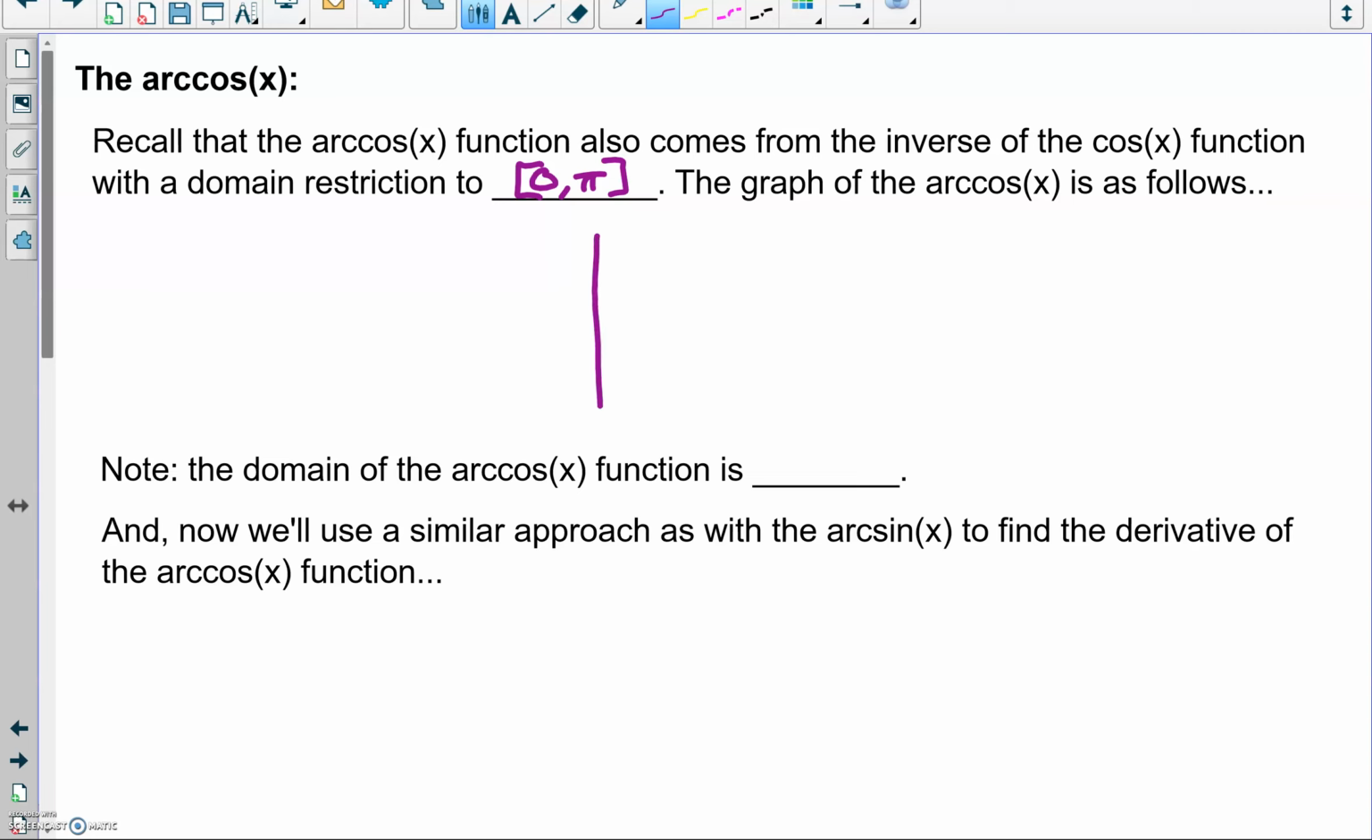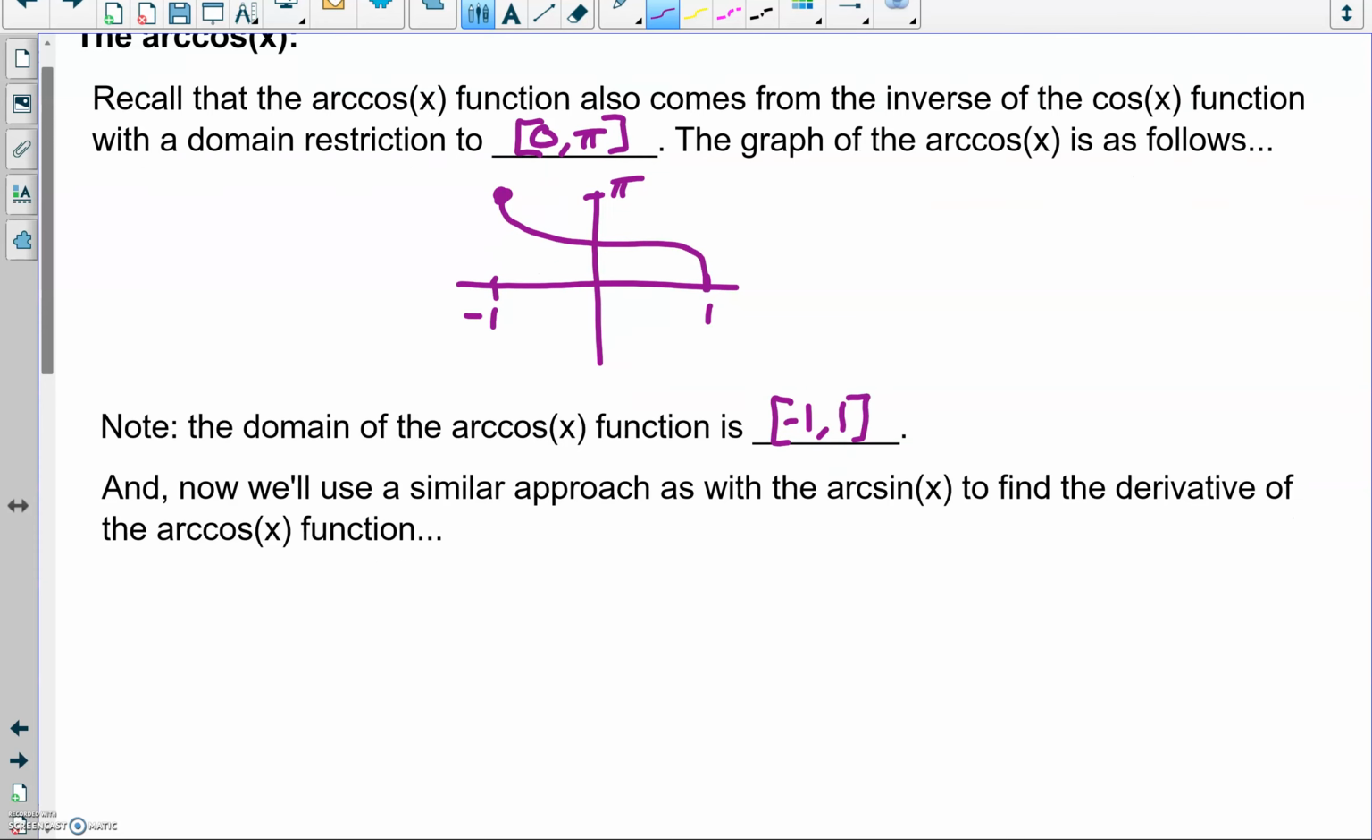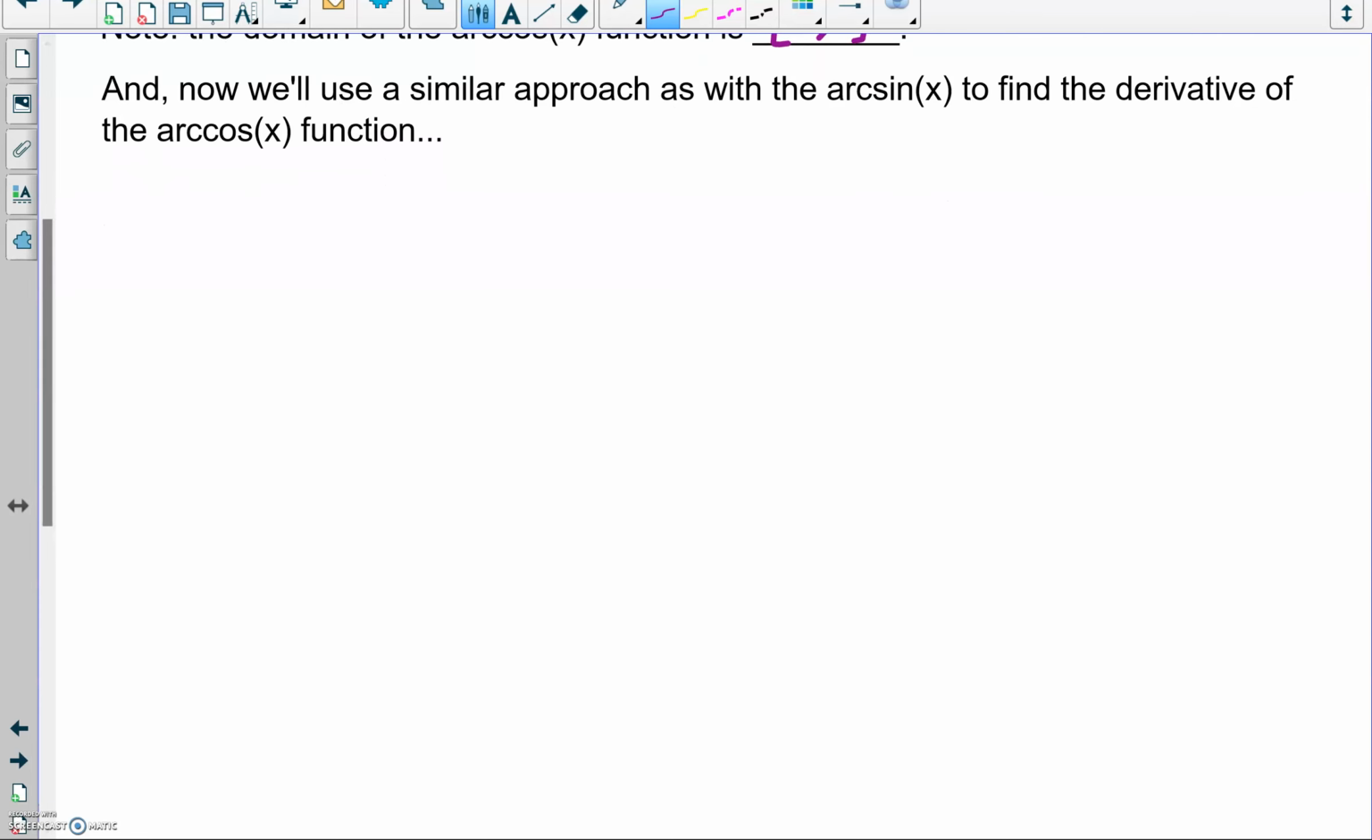If we sketch this out, we still have negative 1 to 1 on our inverse domain, and then we'll have 0 to pi. The graph looks something like that. The domain of the arccosine, the inverse cosine function, is negative 1 to 1 again. As I said, we're going to use a similar approach as we did with the arcsine development to find the derivative of the arccosine.